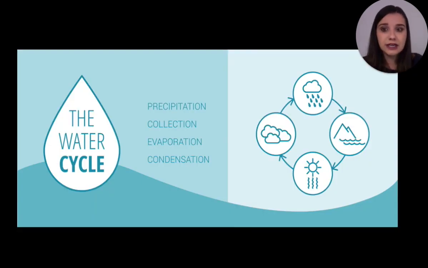As a review, here's a great image of the 4 parts of the water cycle. We have precipitation, collection, evaporation, and condensation. They go in order because they are a cycle.